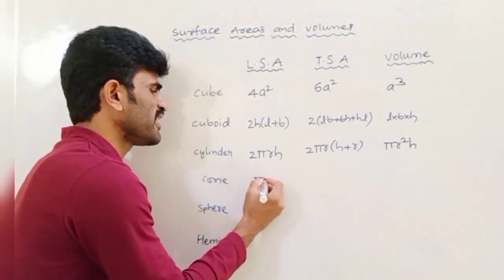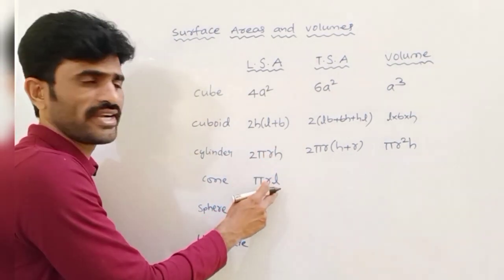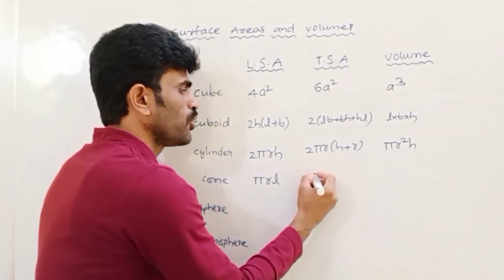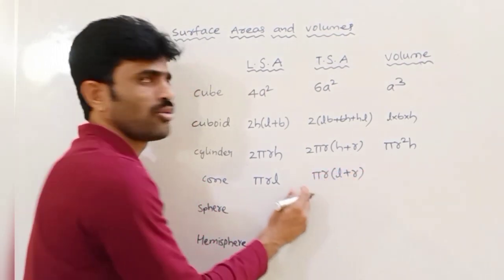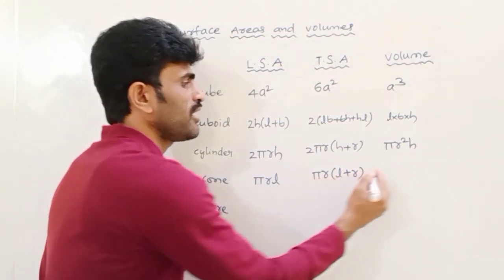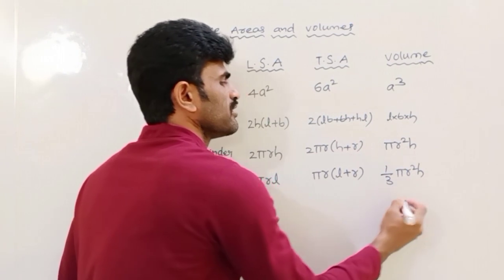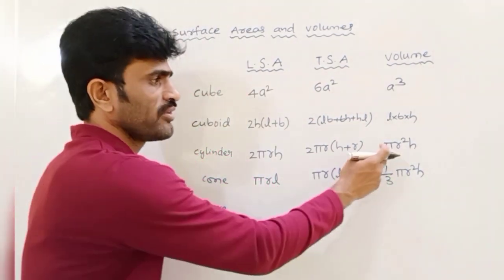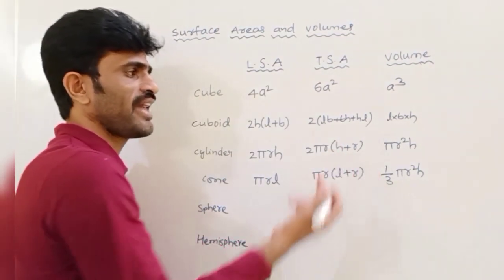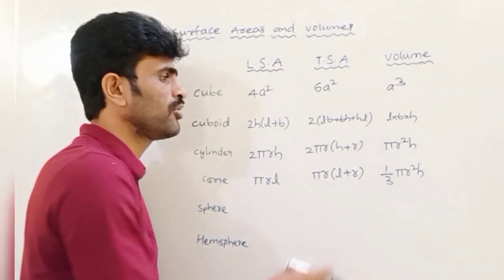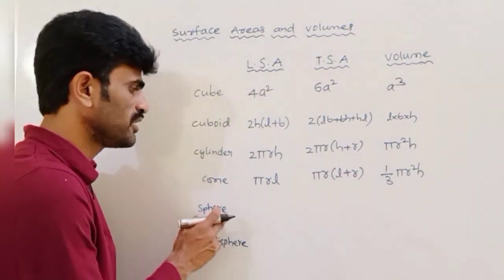Next, cone. Cone lateral surface area is πrl, where l is the slant height, h is the height. Total surface area of a cone is πr(l + r), and volume is 1/3 πr²h. You can observe that for the cylinder we have πr²h, and here 1/3 πr²h. When the radius and height of cylinder and cone are the same, the volume of the cone is 1/3 of the volume of the cylinder. You can remember that.